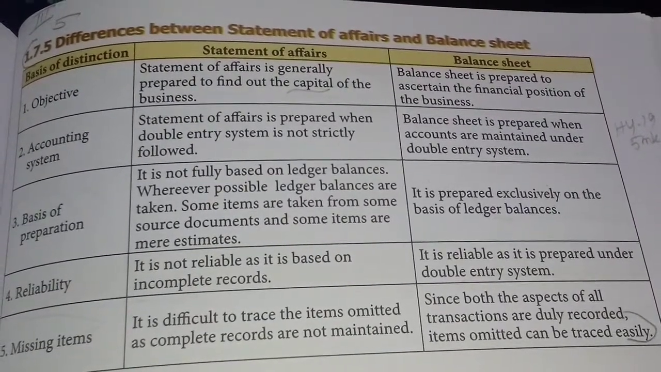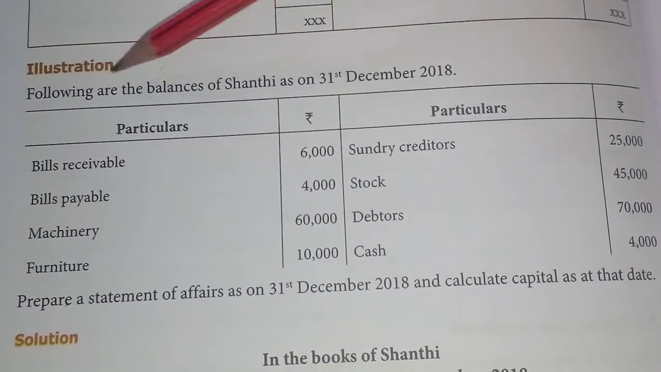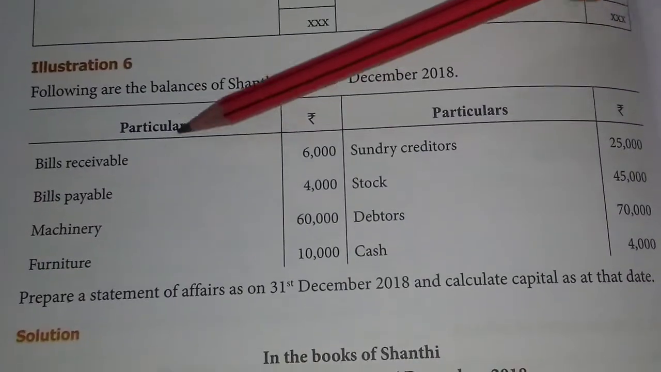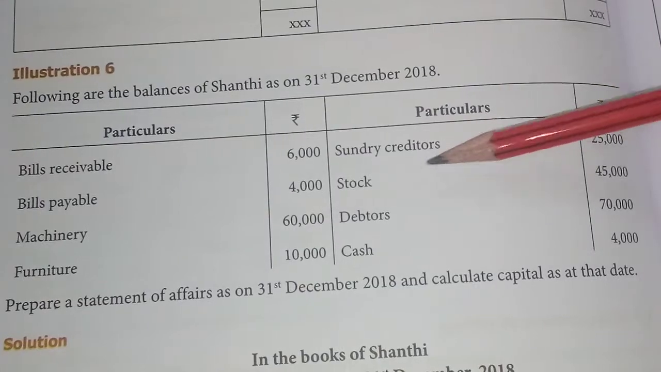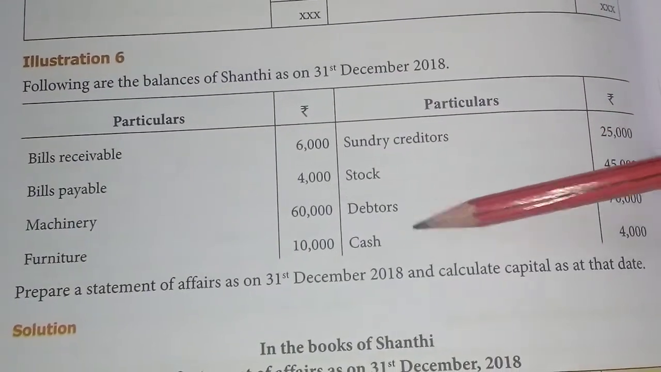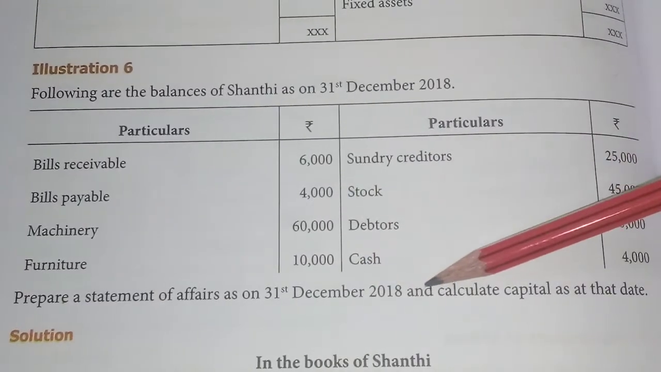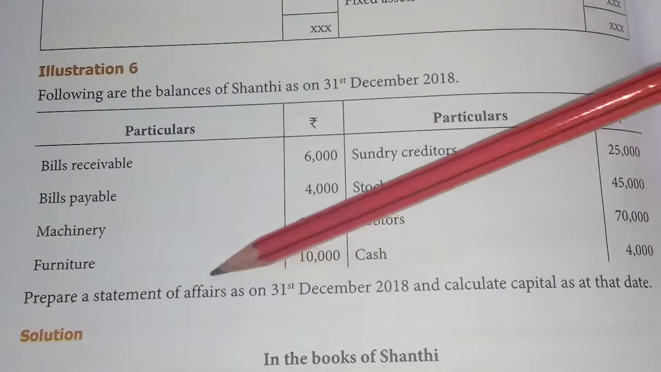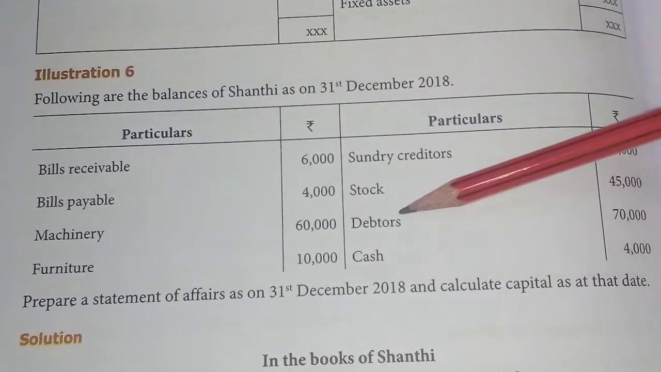Illustration. Sixth illustration. The following are the balances of Shanti as on 31st December 2018: bills receivable, bills payable, machinery, furniture, sundry creditors, stock, debtors, cash. Prepare a statement of affairs as on 31st December 2018 and calculate capital as at that date. Here they have asked only to prepare a statement of affairs, but not the statement of profit or loss.